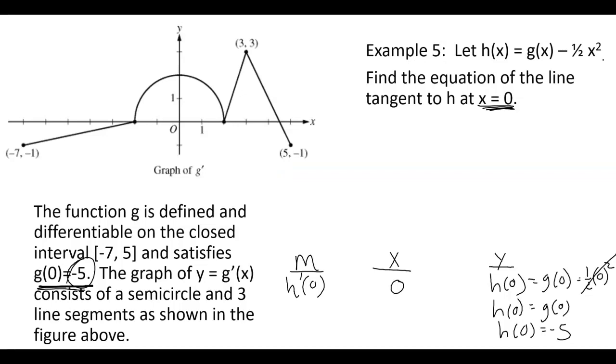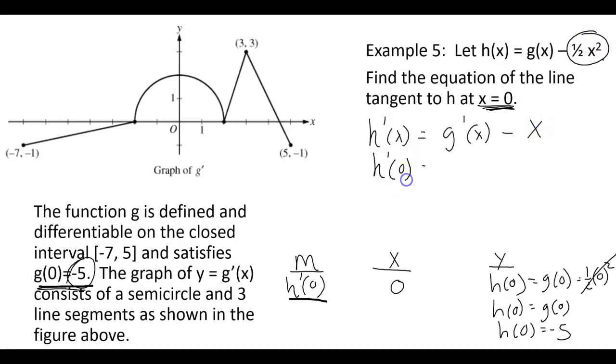So we've got our y value. It's -5. We've got our x value. Now we need to find our slope, which is h prime of 0. So first of all, we've got to find h prime, which means it's going to be g prime minus, and if I take the derivative of that, I'm going to end up with just x. So then h prime of 0 is equal to g prime of 0 minus x.